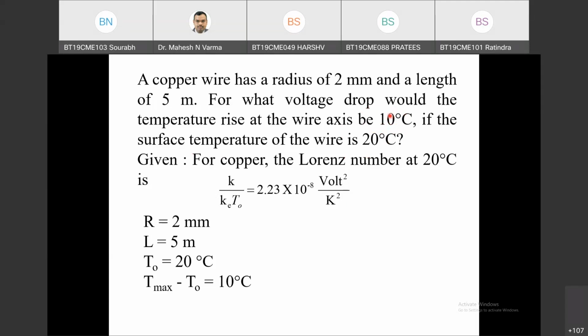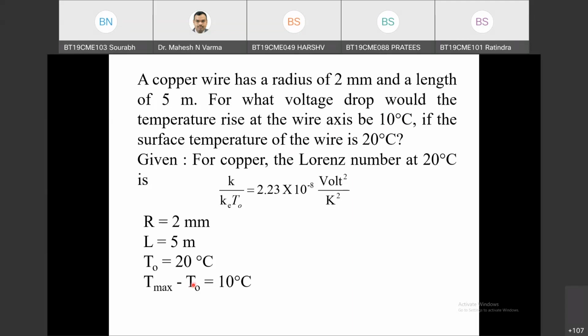No, this is not initial. The outer surface is maintained at 20 degrees Celsius. If you maintain the outer surface at 20 degrees Celsius, everything will be at 20 degrees Celsius initially, isn't it? Yes, sir. So will it be mentioned, or do we need to understand that it will be maintained? You need to take the information from the problem actually.